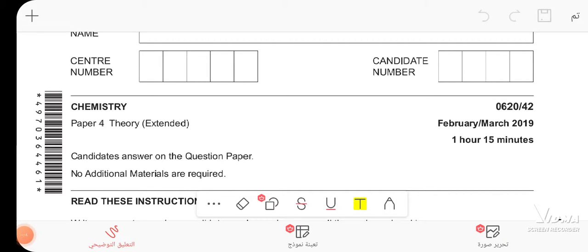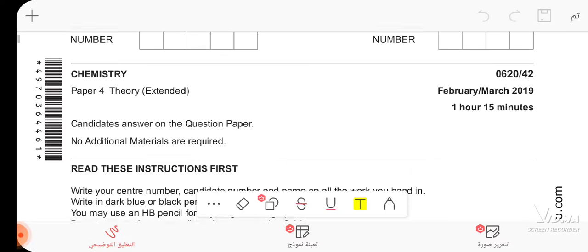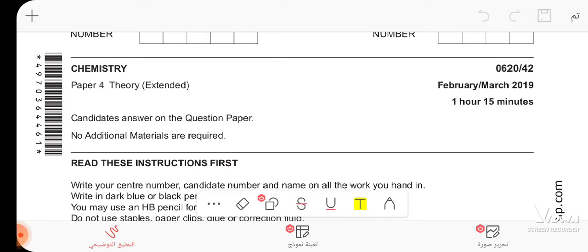Welcome, my dear students. Let's today start to answer a chemistry paper 4 for IGCSE students, grade 10 students, and also may grade 9 students take a great benefit from this.